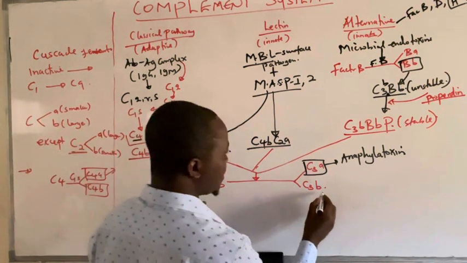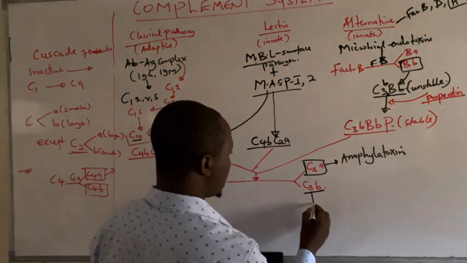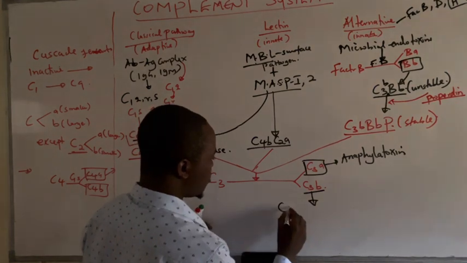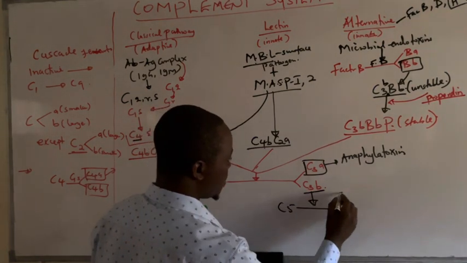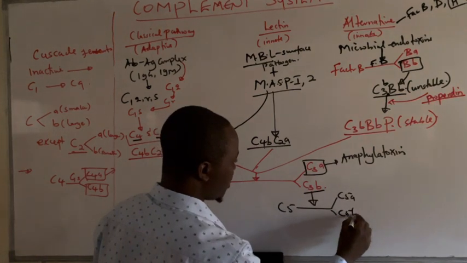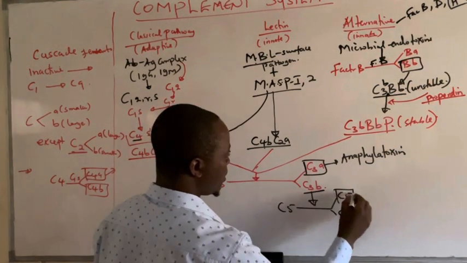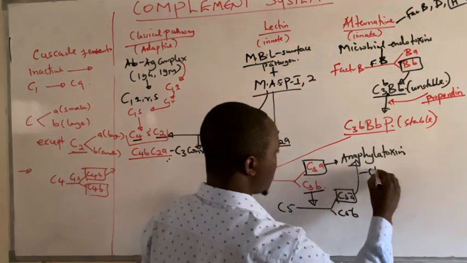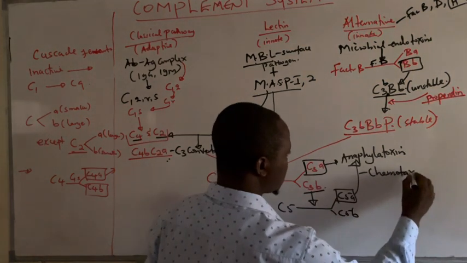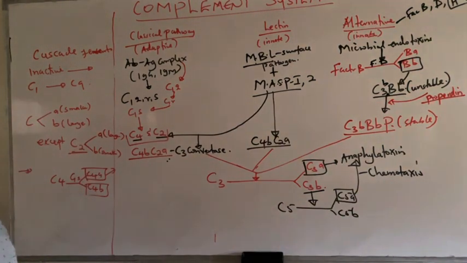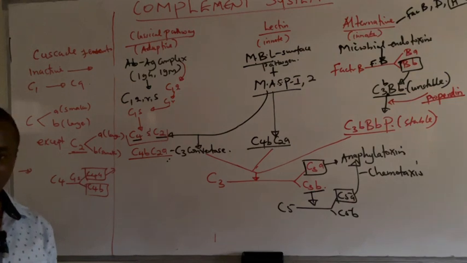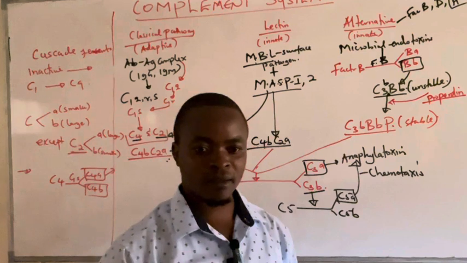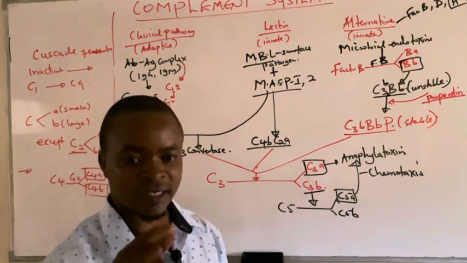Then complement 3b, being the larger subunit, is going to act as a C5 convertase, whereby it converts complement 5 and activates it to complement 5a and complement 5b. And this complement 5a acts the same way as complement 3a as an anaphylatoxin, and in addition, it aids in chemotaxis. So now we have formed C5b, which is going to be the initial stage for formation of MAC, which is the fourth pathway known as the lytic pathway.